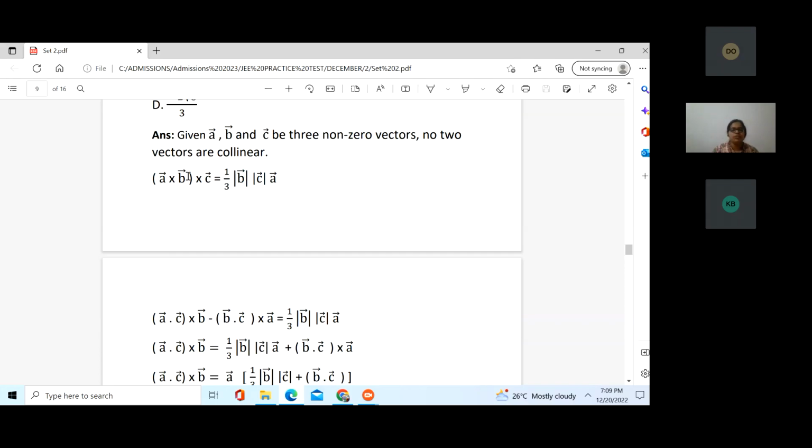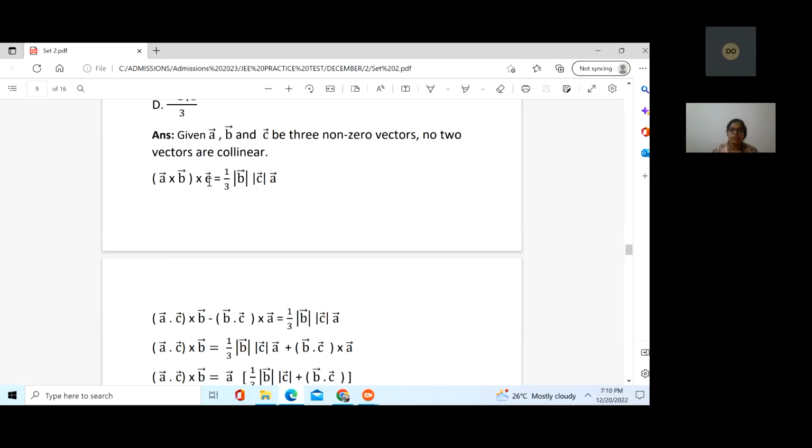Here we can use the triple vector product formula that we have studied. So here it's A cross B cross C. You can write this as A dot C times B minus B dot C times A. I hope everybody remembers this formula because this is very important when it comes to solving a lot of problems in competitive examinations. This formula is very, very important, so please take a note of it.